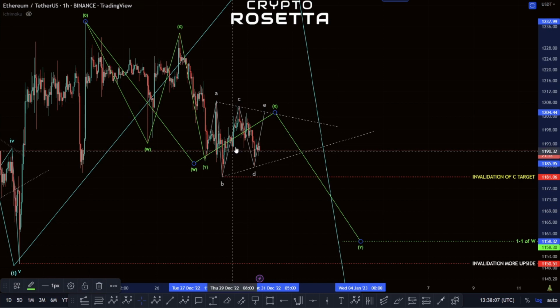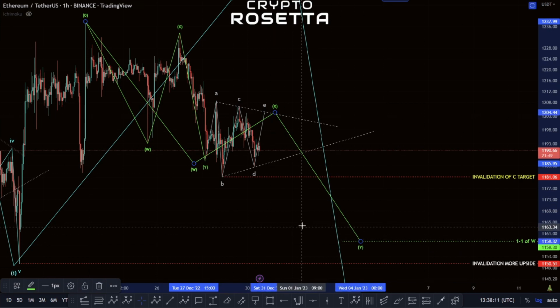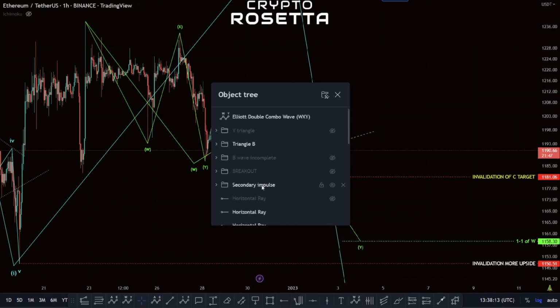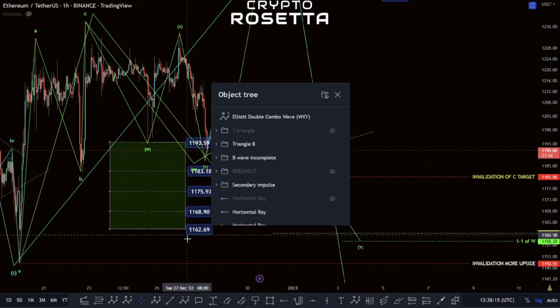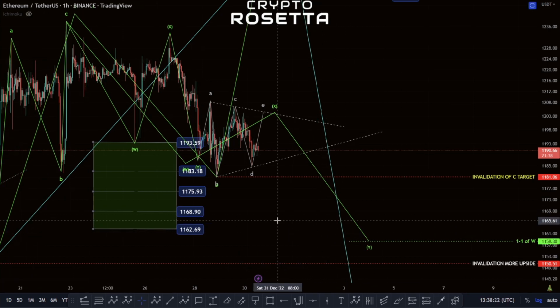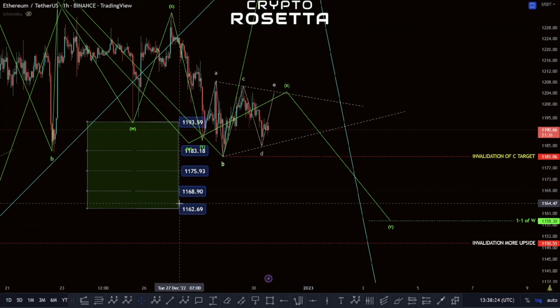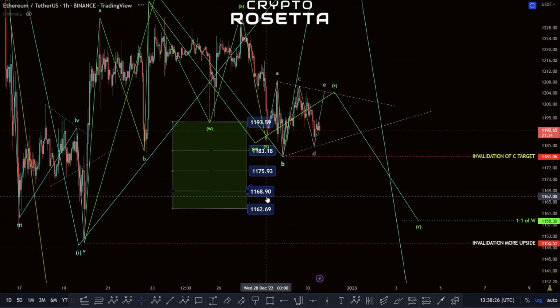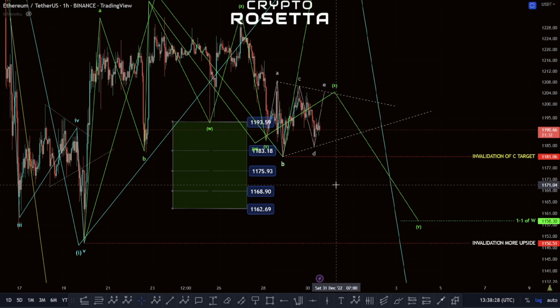Once we break down from this triangle, we could be looking to target out towards this 1158.32 zone. Now if I just quickly toggle this back on here, we can see this is that 1-to-1 ratio. If I just delete this yellow line, we don't need that. However, this green support zone here could give us some other areas where this might fall short.